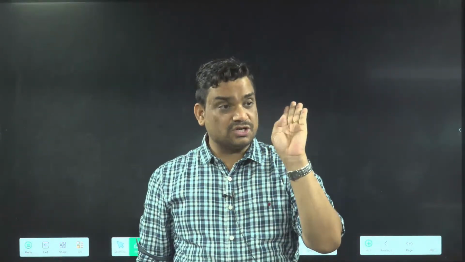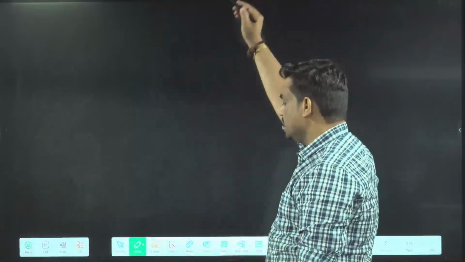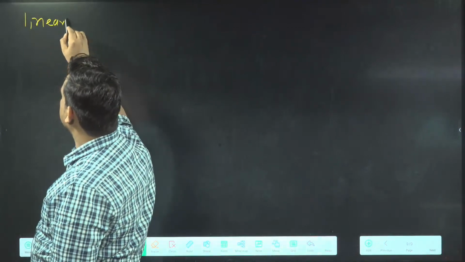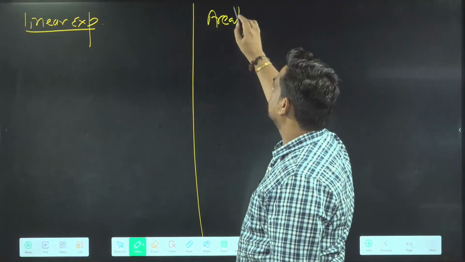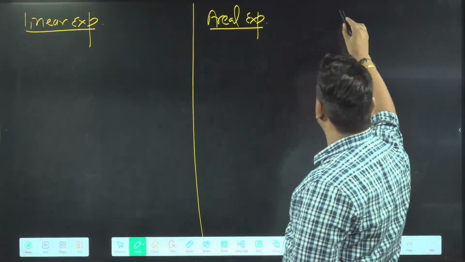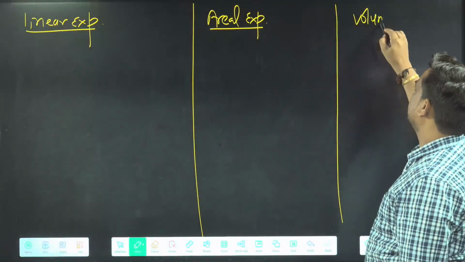But if I say that we have expansion in the length, expansion in the area, expansion in volume, all three types of expansion, the length means linear expansion, areal expansion, volume expansion. These three expansions are not valid for liquid and gases. For liquid and gases, we will be having only one, that is volume. But for solid, we will be having all three types of expansion: linear expansion, areal expansion, which is also known as superficial expansion, and volume expansion.